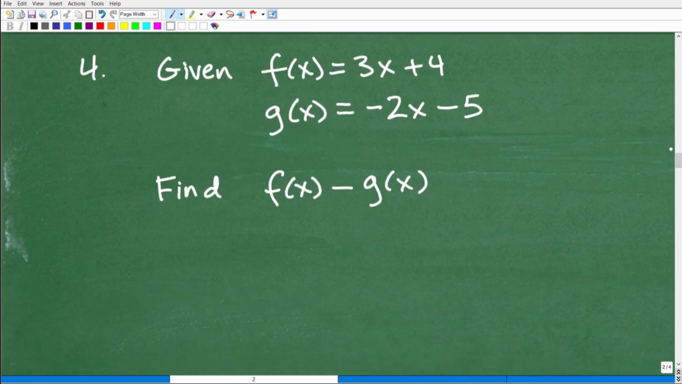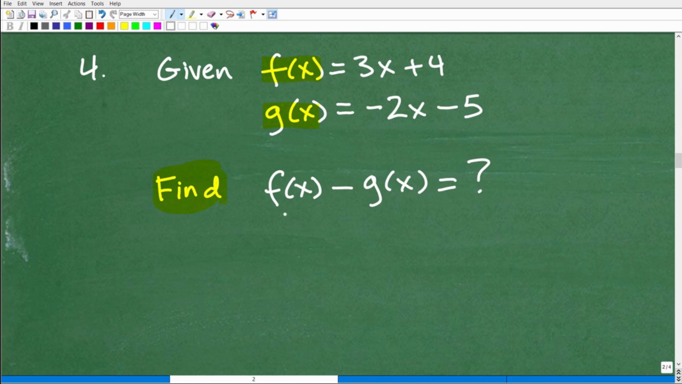All right, so given these two functions, I've got a function f of x and a function g of x. I want you to find f of x minus g of x. What is this equal to? Go ahead and pause the video and work on this for a quick second if you want to do that, but I'm going to answer the question now.